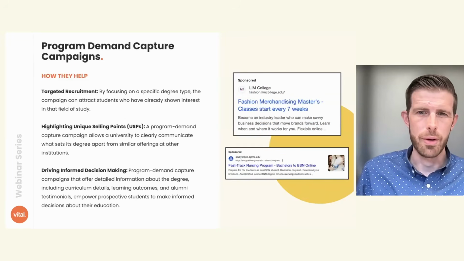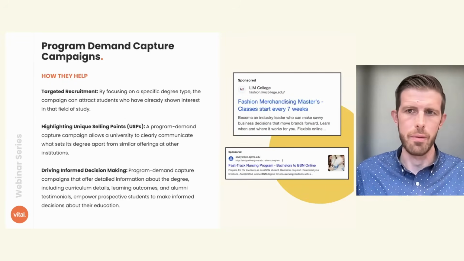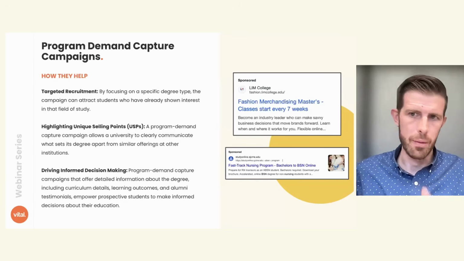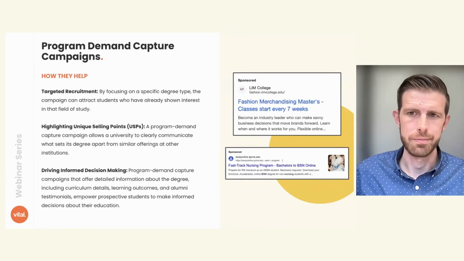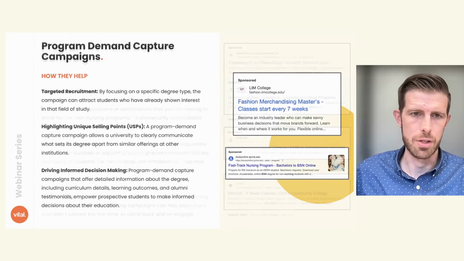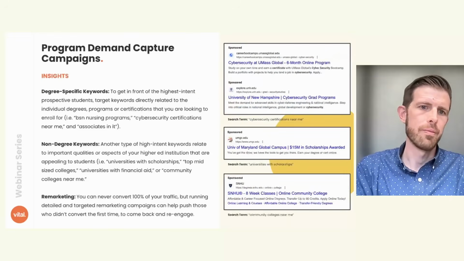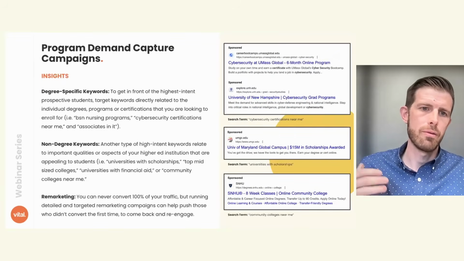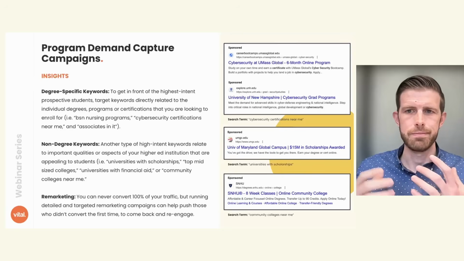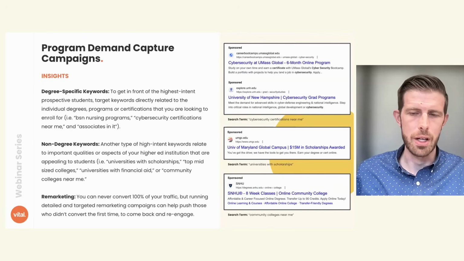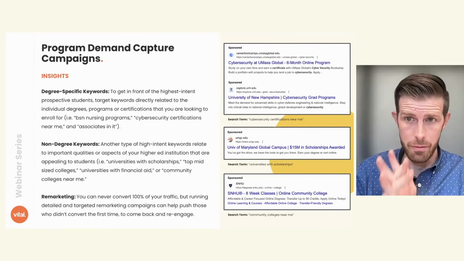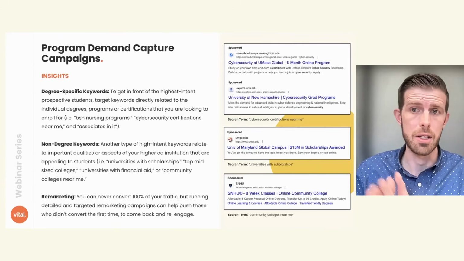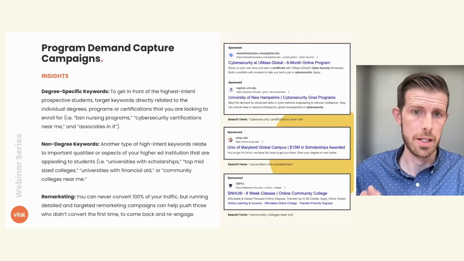So this is a much more targeted recruitment, right? We've done all this work to build up the demand. Now we just want to recruit within what we've built up. So again, trying to differentiate, trying to have some unique selling points and drive informed decision-making. From degree specific keywords, again, highest intent individuals, that's who we're trying to get in front of. We got a lot of examples here where, okay, yep, we are going after very specific high intent keywords with very specific high intent ads.